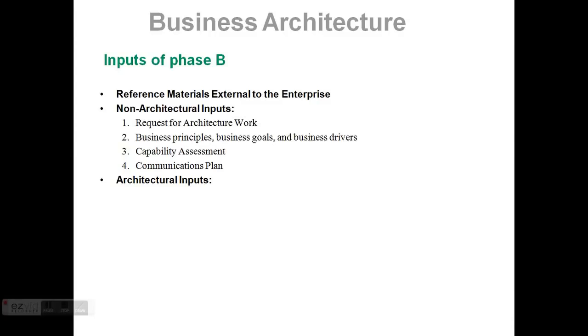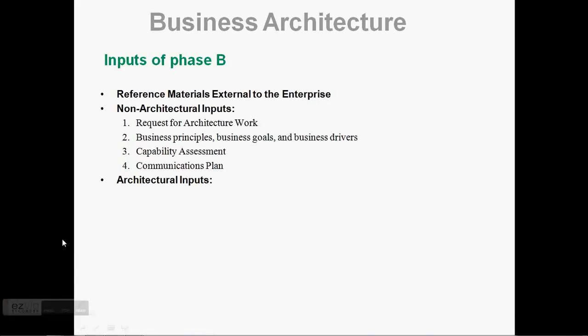As part of information business architecture, we need to look at the inputs of this phase. Business architecture inputs define the inputs of Phase B. And we can describe it in three main inputs to the business architecture.